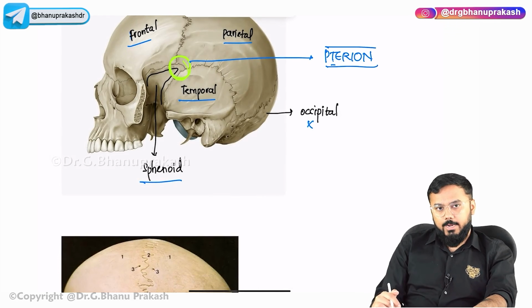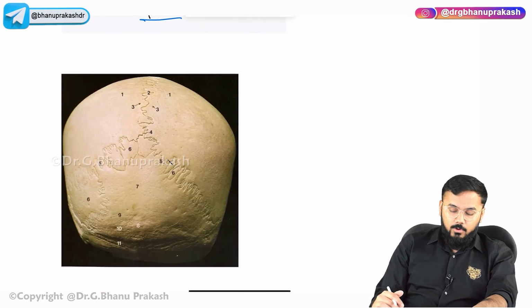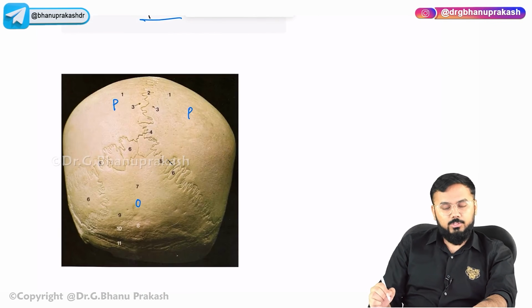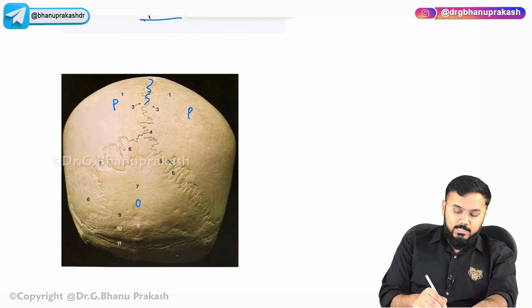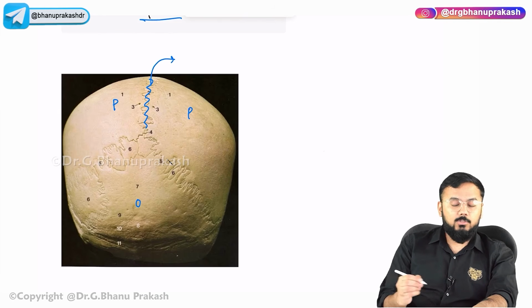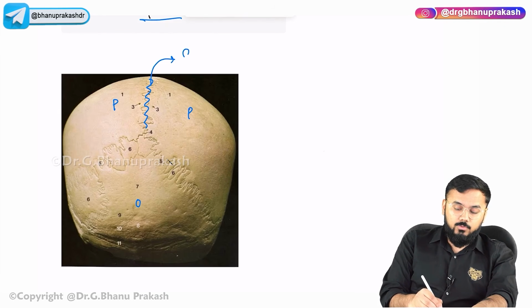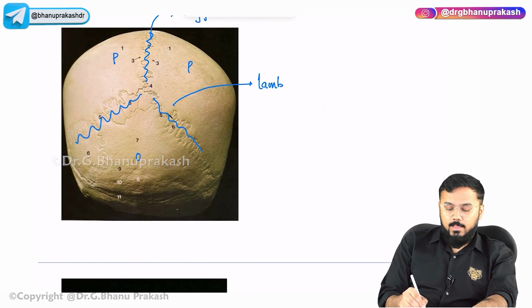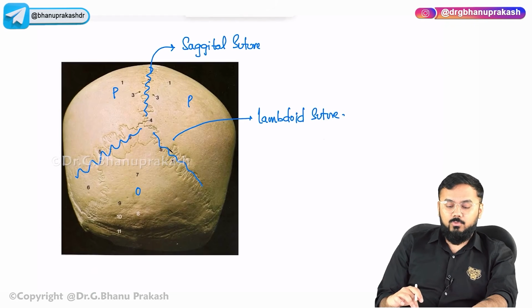Next important anatomical landmark after pterion is, if you look at this, you know that this is parietal bone, this is another parietal bone, this is your occipital bone. The suture which you can see between the two parietal bones, this is called as your sagittal suture. In the same way, the suture present between the occipital bone and the parietal bone is called as lambdoid suture.